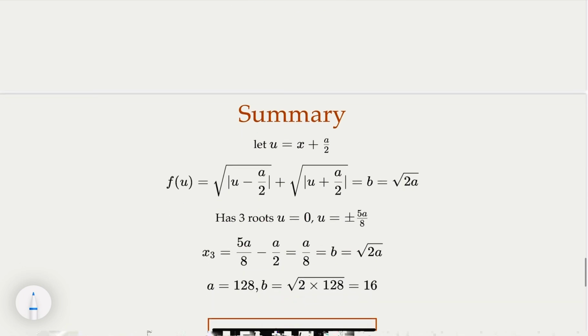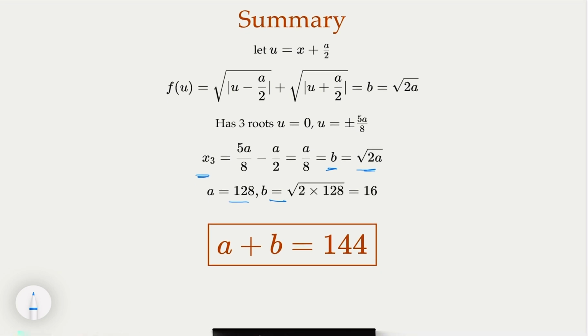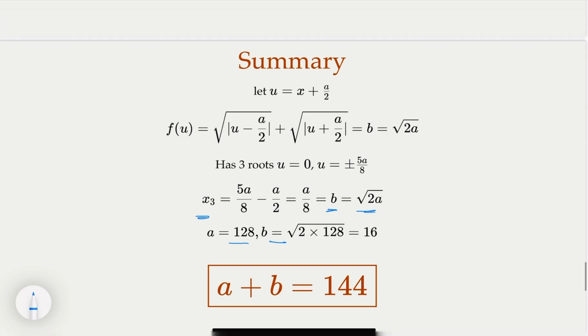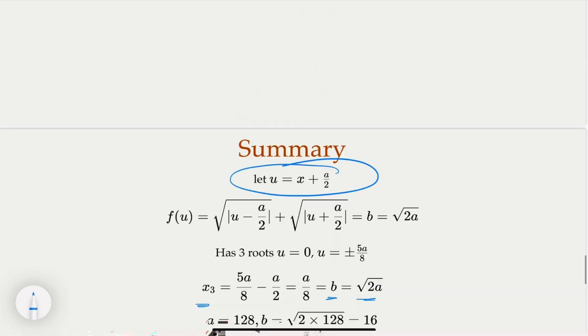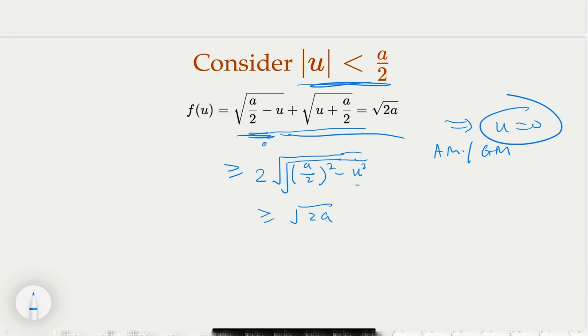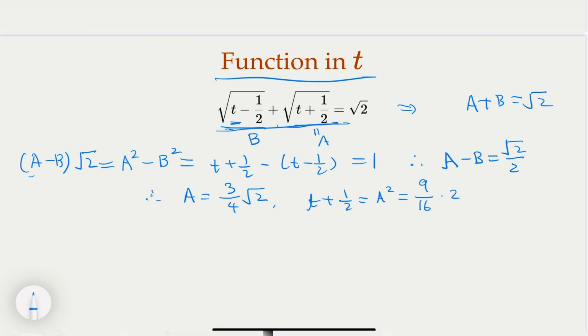In summary, if you use this approach, later you're going to say that x3 is actually equal to b, and then you solve for a and b. Of course, the earlier method is much simpler, and these two will give you the same answer, a plus b equals 144. So in both cases, we're going to use some tricks like substitution, or how to deal with square roots, in the case of solving this type of problem. This is a very commonly used trick also.